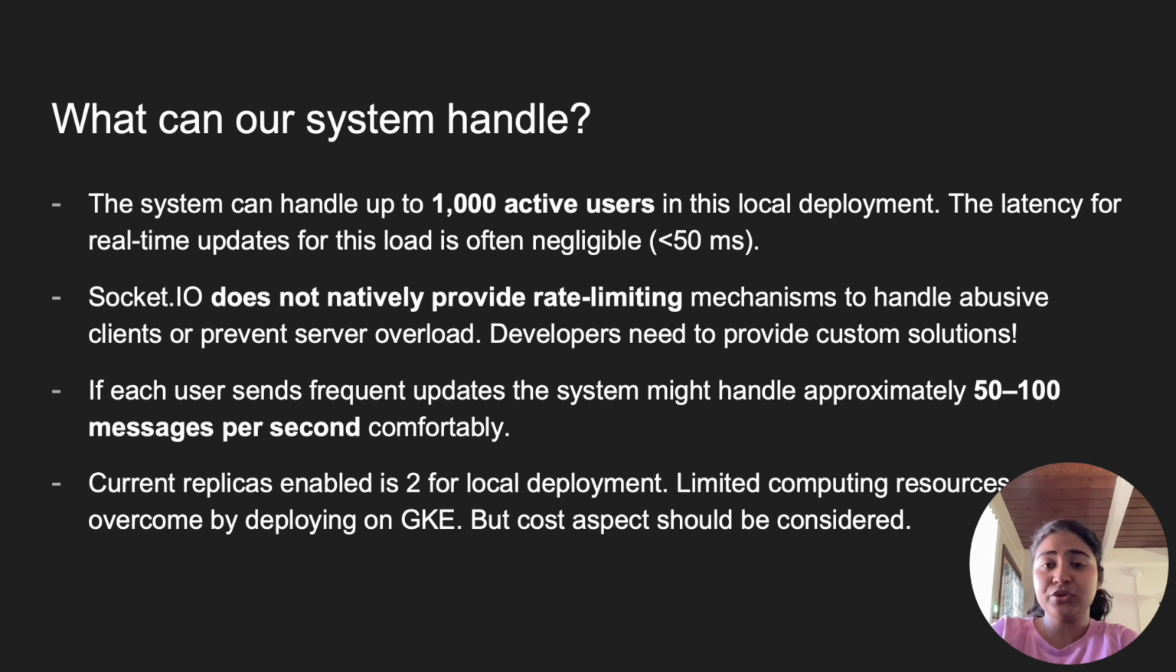Next, if each user sends frequent updates, such as typing rapidly in the code editor, the system could comfortably handle 50 to 100 messages per second. Beyond this point, messages may queue, causing noticeable delays. Currently, our application is running locally, which limits scaling due to computing resources. We can tackle this by deploying it on Google Kubernetes Engine and enabling auto-scaling of resources with a maximum number of replicas.